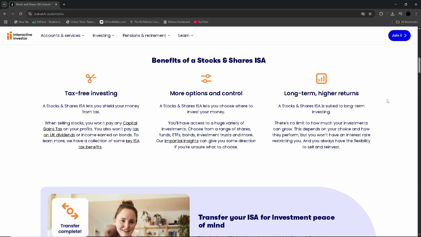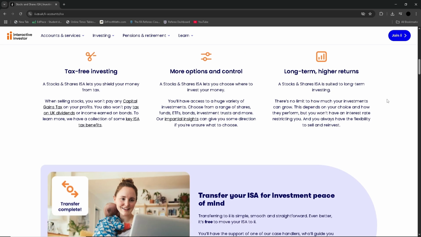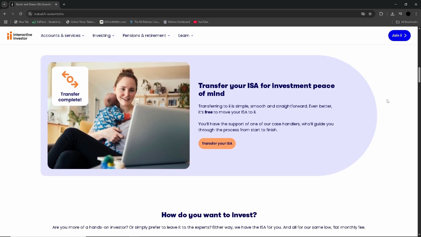The absence of fractional shares limits accessibility to high-value stocks such as Tesla, Amazon or Apple, for those with limited budget or capital. Interactive Investor also lacks modern features such as crypto trading, found on newer platforms such as Revolut or Robinhood.